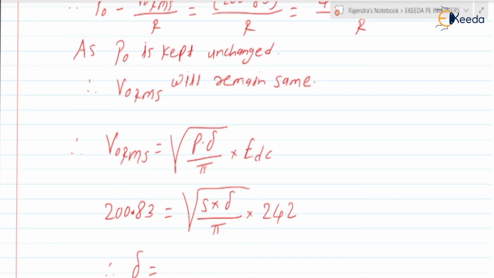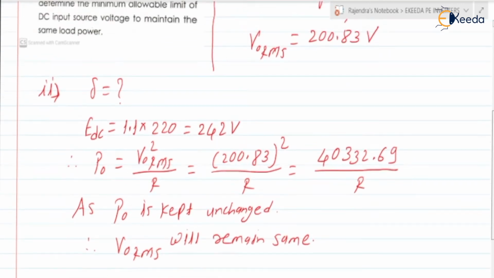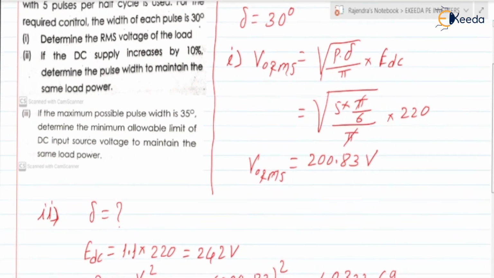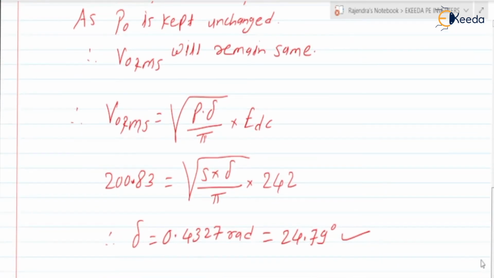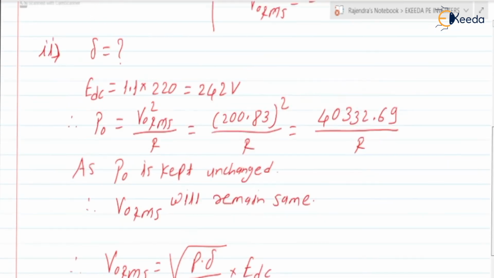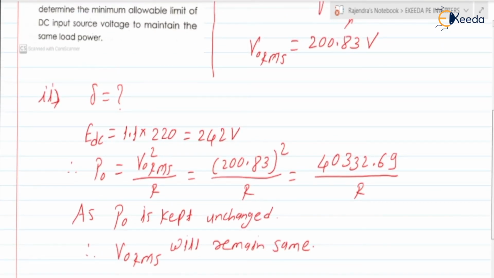It is 0.4327, and it is in radian. So in degree it is into 180 by pi, which gives 24.79 degree. This is the required value of delta. Is this clear? Because we have increased the supply voltage by 10%, the required delta will be reduced. So 24.79 is the answer for the second bit.